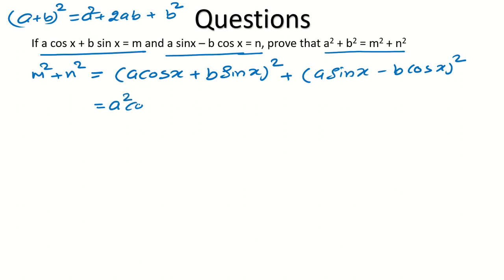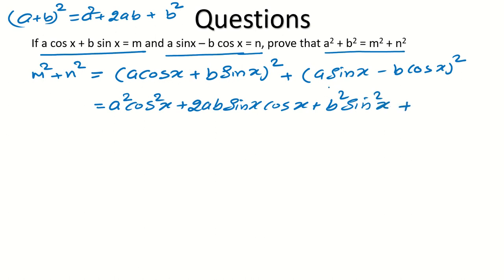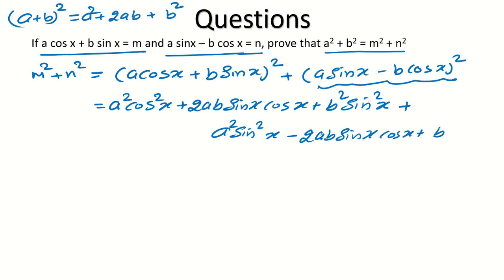So it will be a square cos square x plus 2ab sin x cos x plus b square sin square x plus, now we are going to apply the identity for this. It will be a square sin square x minus 2ab sin x cos x plus b square cos square x. Now you see, this is negative, this is positive, cancelled. Now we have a square, two terms written here with a different coefficient.